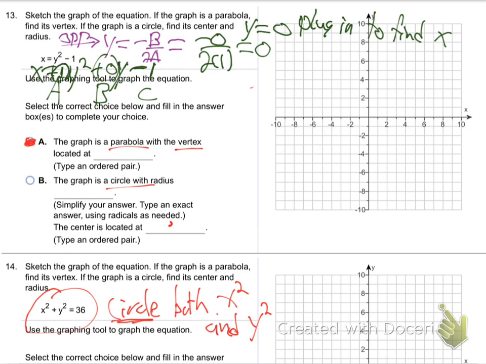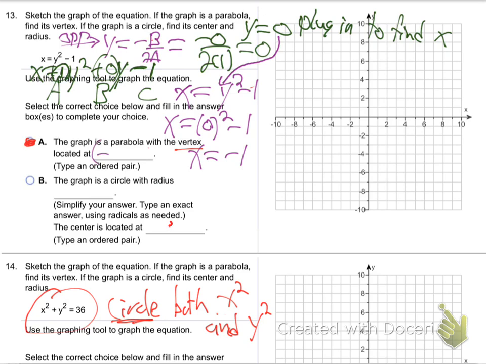So I'm going to plug in y equals 0 to find x. Go back to the original equation. X equals y squared minus 1. Plug in y is 0. X equals 0 squared minus 1. X equals -1. So we got it. It's a parabola. The vertex is -1 for x, 0 for y.